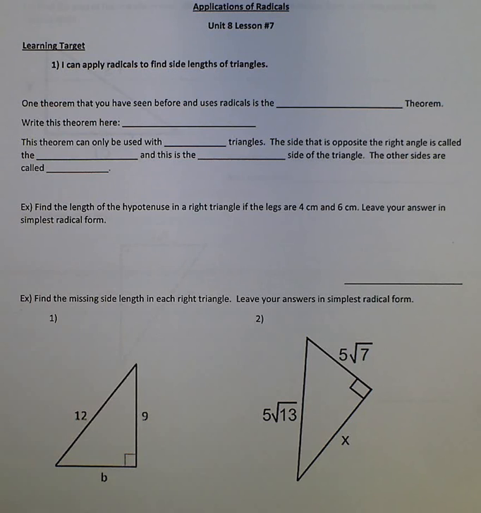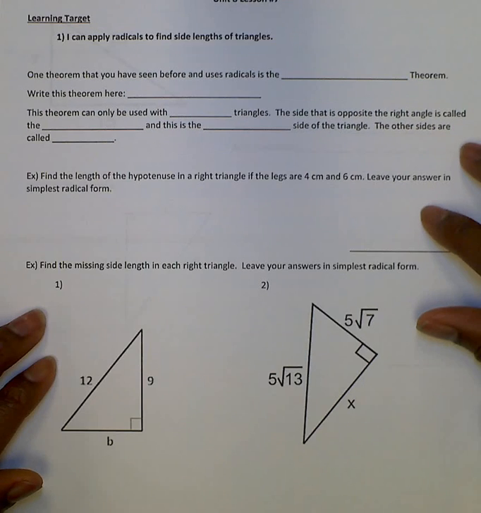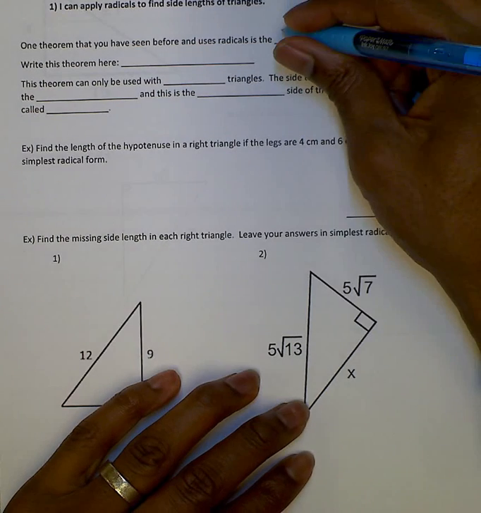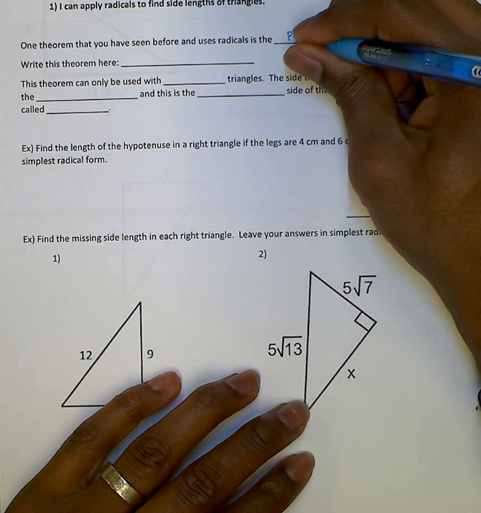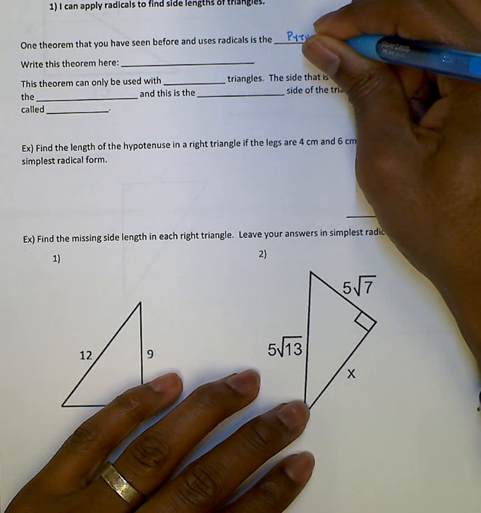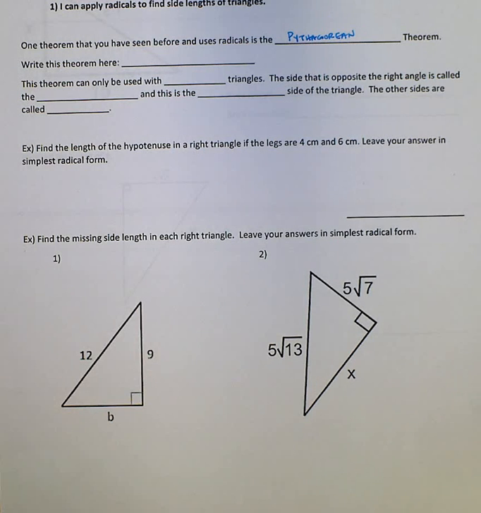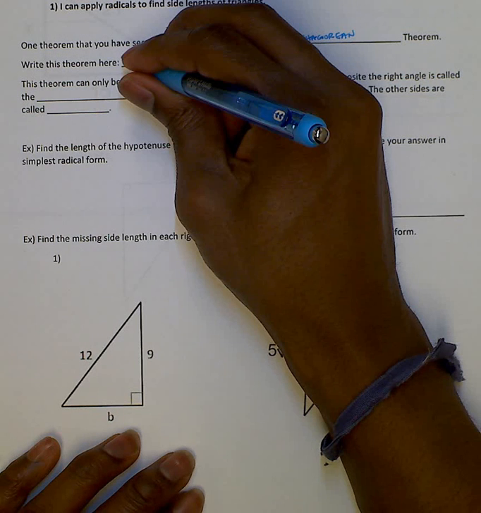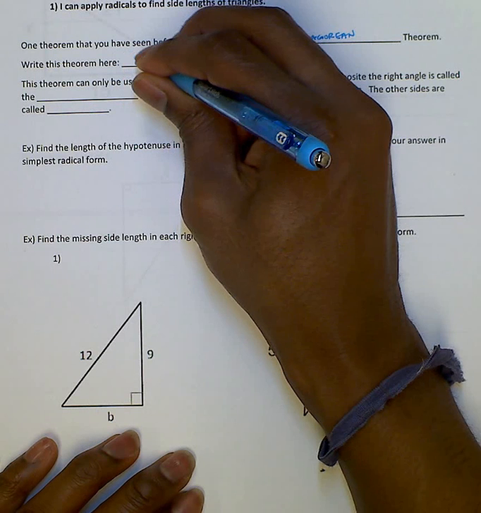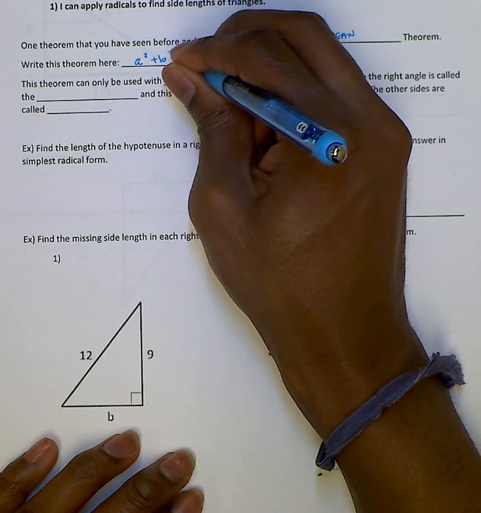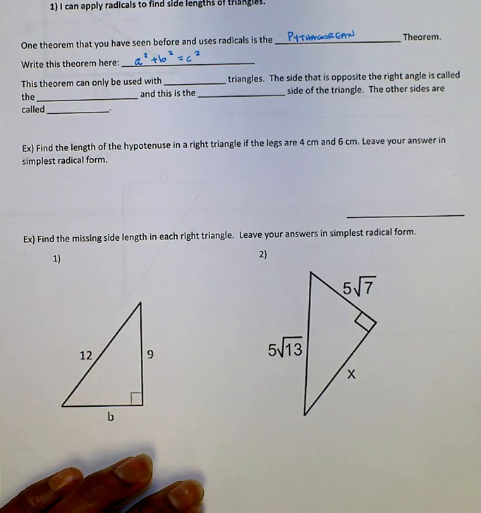One theorem that we've seen before that uses radicals is the Pythagorean theorem. We call it Pythagorean's theorem, but it's the Pythagorean theorem. And this theorem goes like this: a squared plus b squared equals c squared. This theorem can only be used with right triangles.